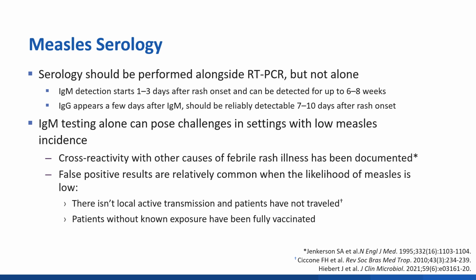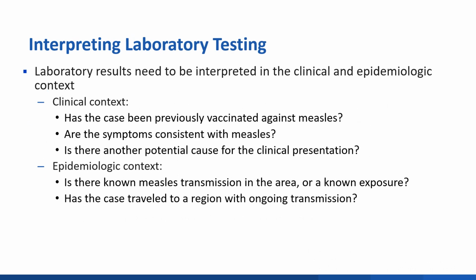And second, false positive results are relatively common when the likelihood of measles is low. For example, in a case where there isn't local active transmission and patients have not traveled internationally, and when patients without known exposure have been fully vaccinated. So laboratory results for rare diseases always need to be interpreted in the clinical and epidemiologic context, which is basically another way to define how likely it is that a person actually has measles before you even run the test.